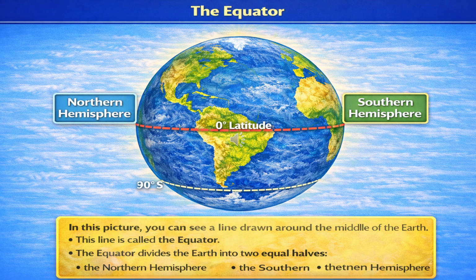In this picture, you can see a line drawn around the middle of the Earth. This line is called the equator. The equator divides the Earth into two equal halves, the northern hemisphere and the southern hemisphere. The equator is the longest latitude and is marked as 0 degrees latitude.